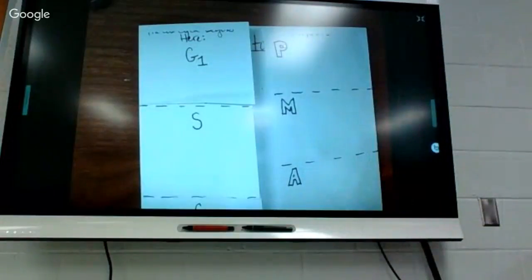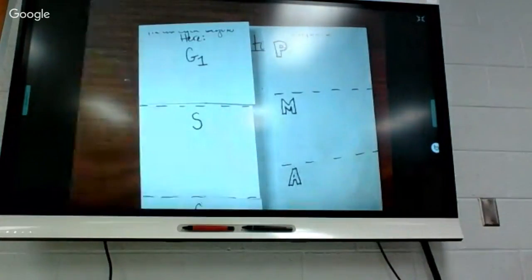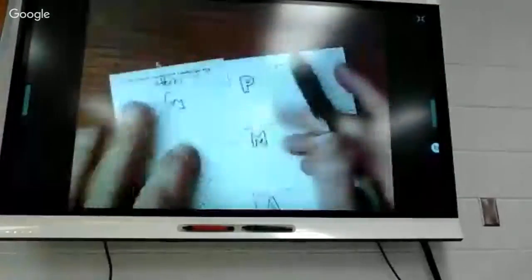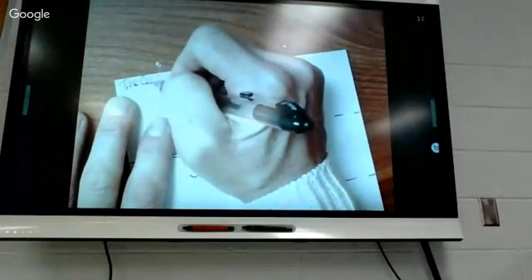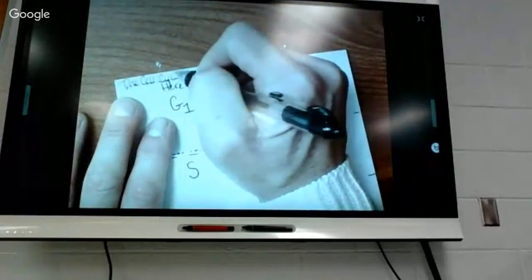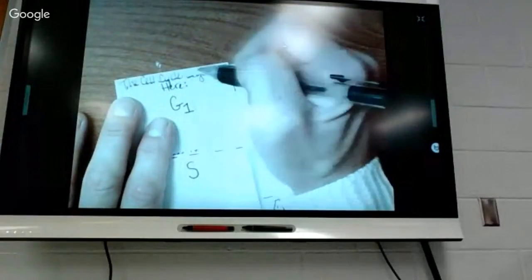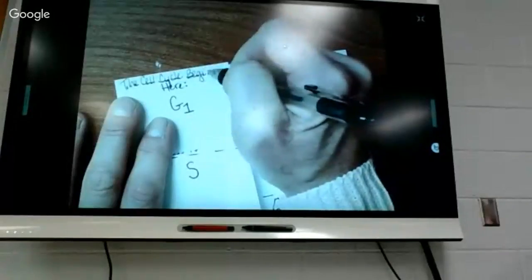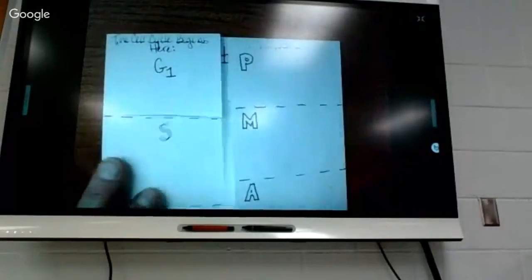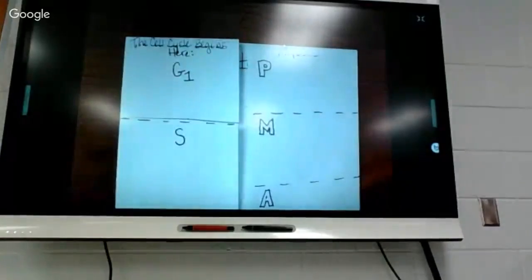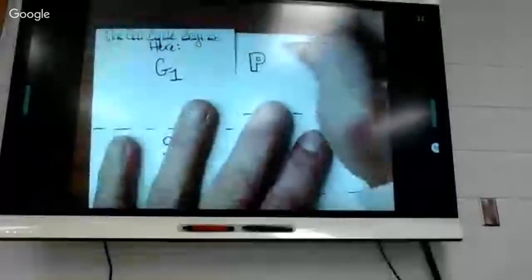Okay. Alrighty. So at the top, what we want to write is where it got cut off: the cell cycle begins here. I hate that got cut off, but the cell cycle begins here, and on the other side is mitosis.